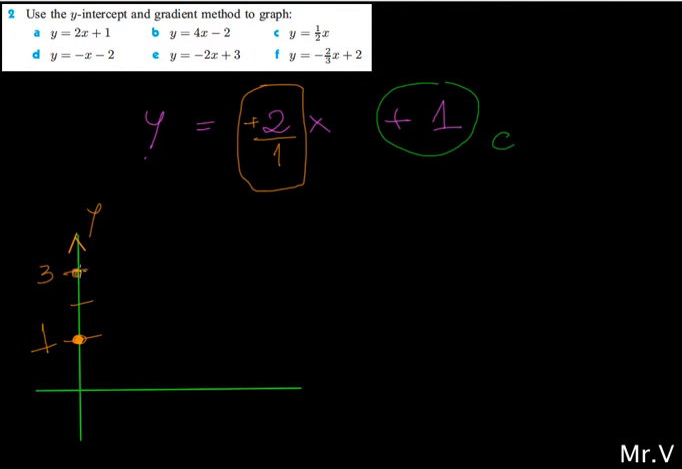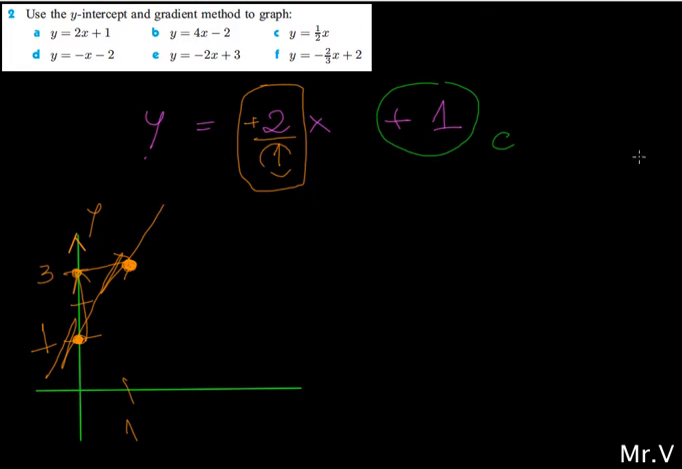Okay, and from here, I want rise 2, and here I go 1 unit. That's my run. So I go 1 unit. So my second point should be here. And now you can just draw your superb line.